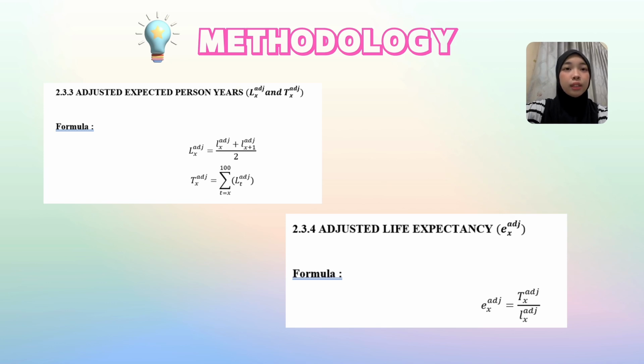Next, we aggregate this adjusted annual value to find the total remaining person years available to the cohort from age x up to the ultimate age of 100. Finally, the adjusted life expectancy. By dividing the adjusted total remaining person years by the adjusted number of survivors at that exact age, we arrive at our final risk-adjusted life expectancy.